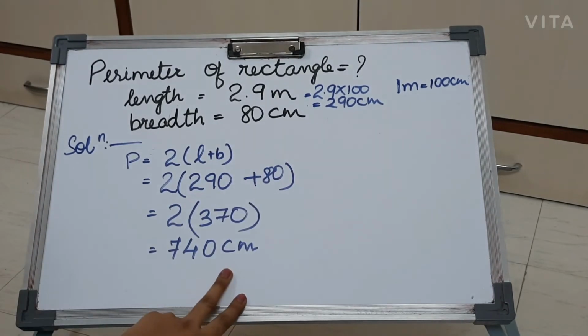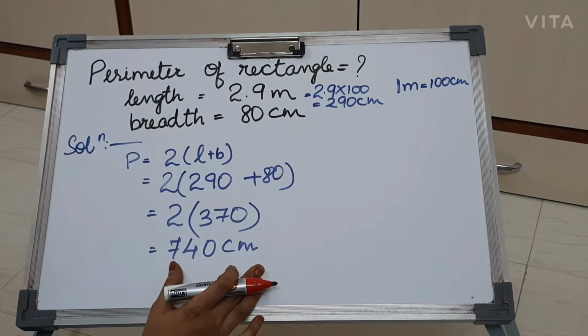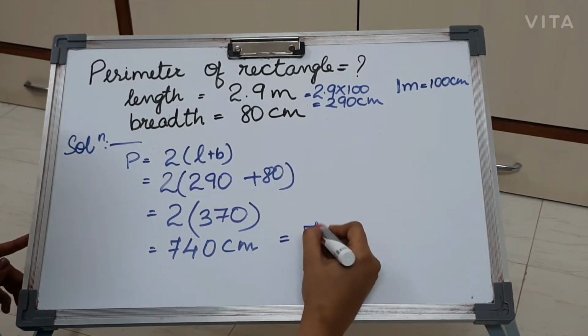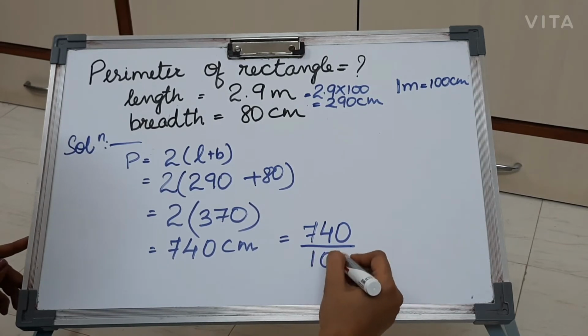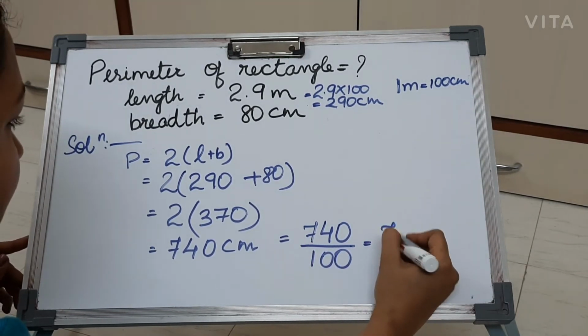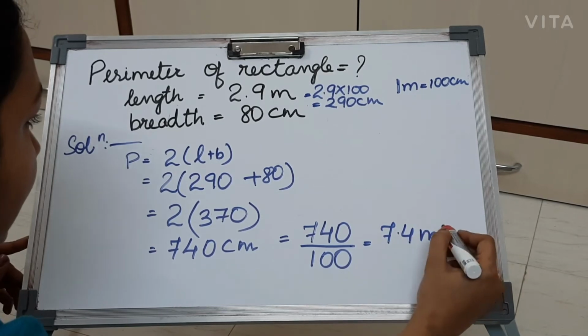All are in centimeters now, 290 and 80 in a single unit. Now again we can convert it back into meters because this is a big number I can see here. So we can just convert it back. 740 centimeters, if we divide it by 100, we will get it in meters: 7.4 meters.